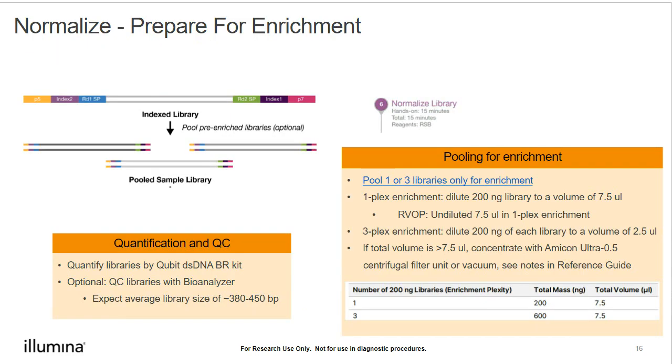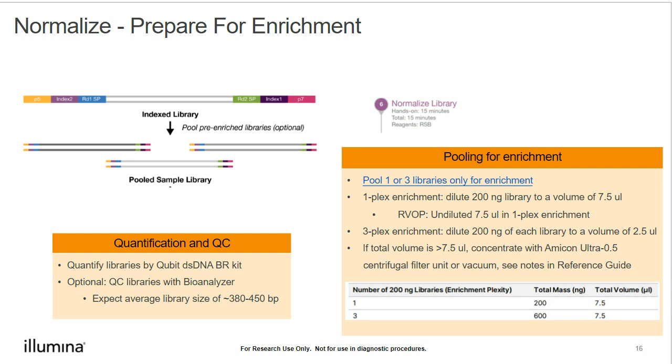The final step of the library prep is to normalize, which prepares the libraries for enrichment. We do need to quantify the libraries using Qubit double-stranded DNA broad range. You can also QC to check the library size at this point, but this is optional. The expected average library size is about 380 to 450 base pairs.